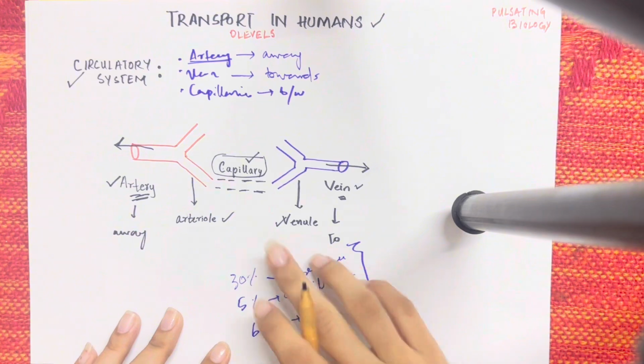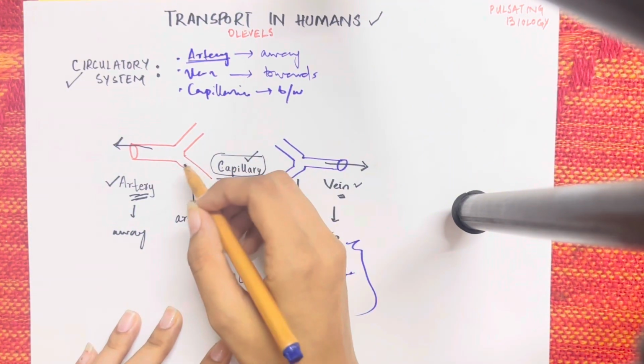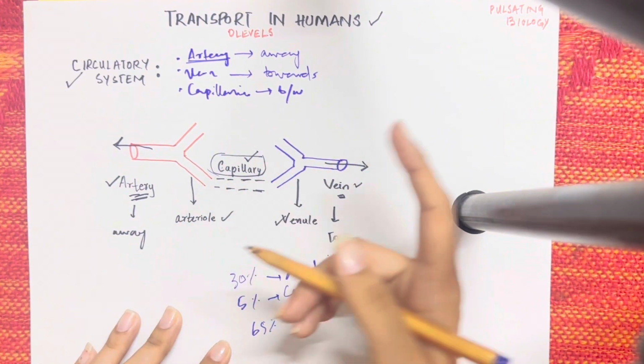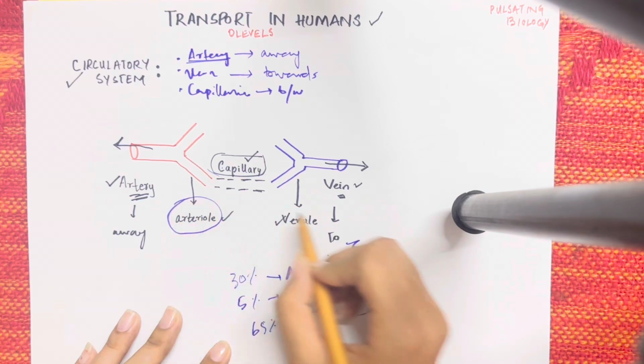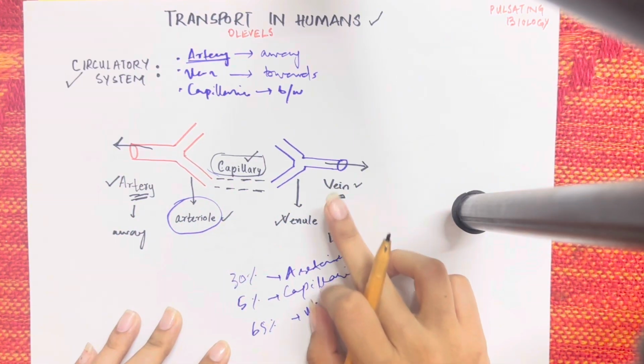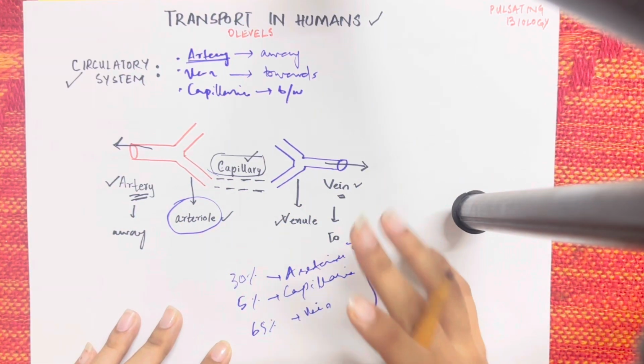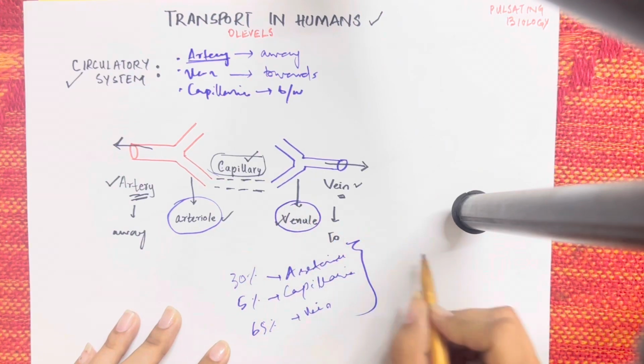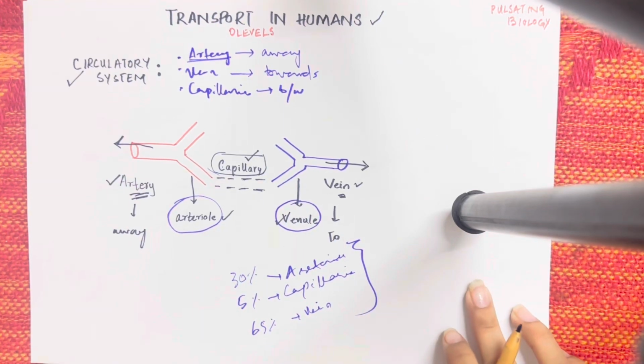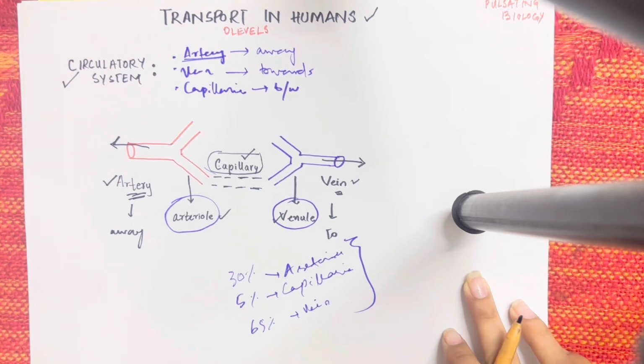So have a look at this diagram, which tells us that whenever the arteries bifurcate and become smaller, they are termed the arterioles. Similarly, whenever the veins bifurcate and become smaller, they are termed the venules. And between the arterioles and the venules, the exchange occurs in the capillaries.